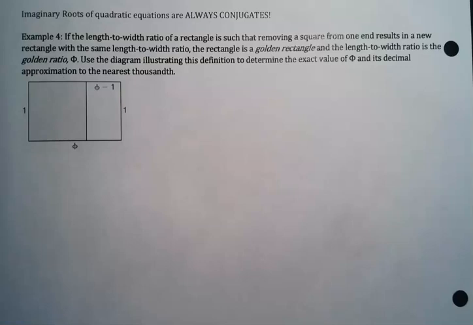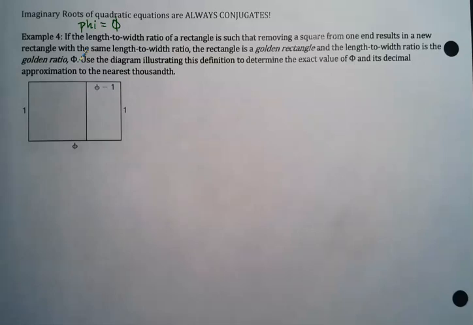I was thinking theta, but this may not actually be theta. So let me pause and look for a minute. Okay, I was right. It's not theta, it's phi. Phi. Okay, but I had theta in my mind, and then I looked at it. I was like, that's not theta, that's phi. But I wanted to confirm. All right, so it's called the golden ratio phi. So we're going to use the diagram illustrating this definition to determine the exact value of phi and its decimal approximation to the nearest thousandth.